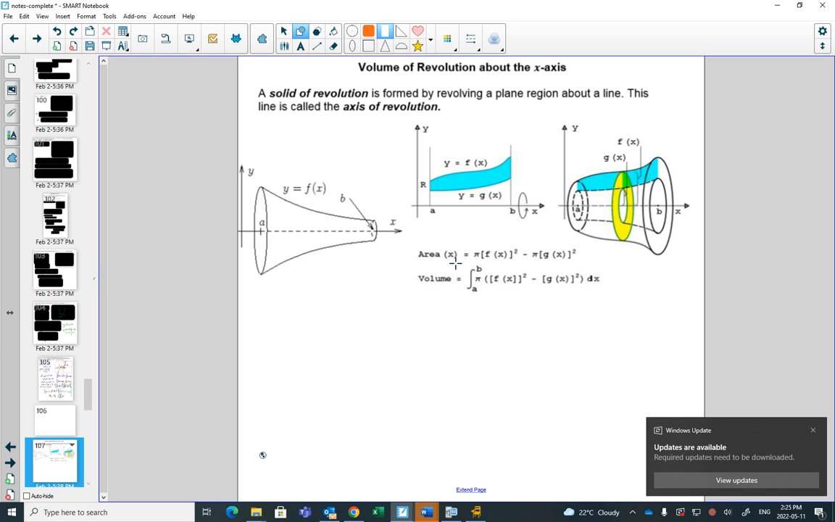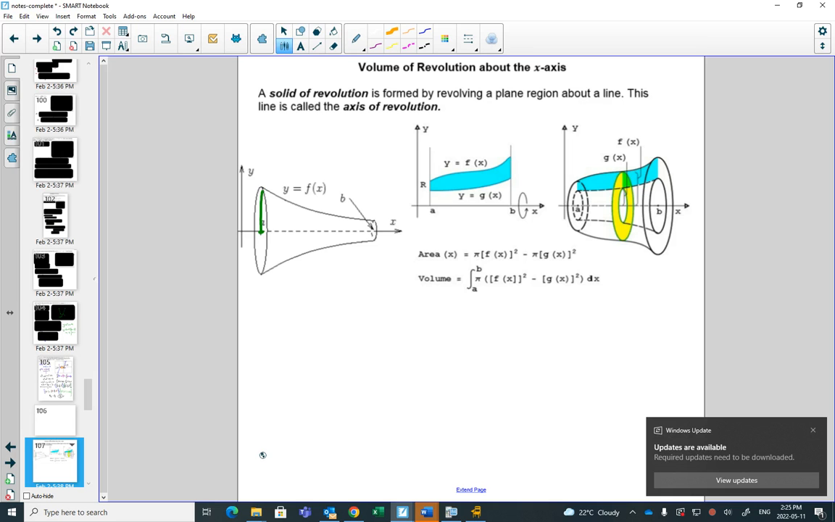Now, if you took that line at any point, so let's say on this shape here, I took the line right here, and I rotated it 360 degrees about the x-axis, it would make a perfect circle. And we could find the area of that circle.